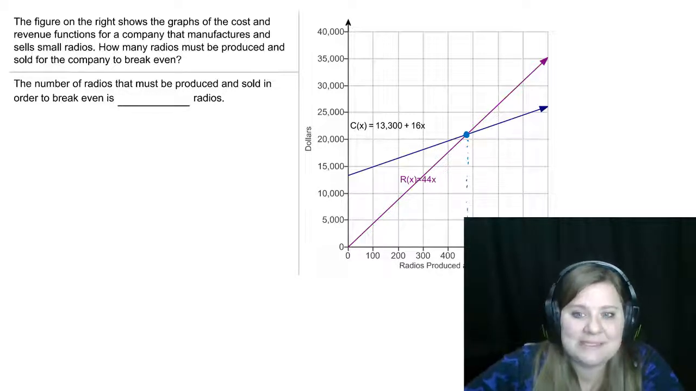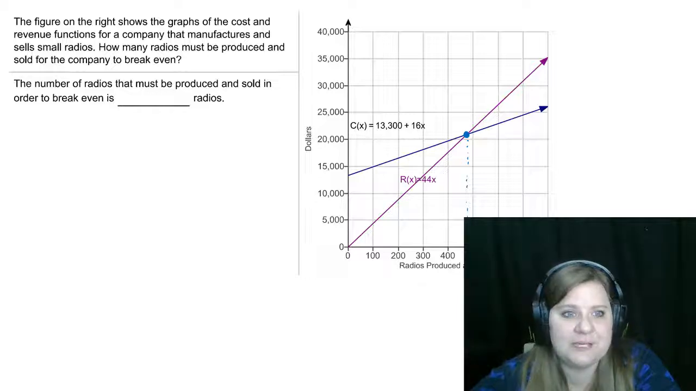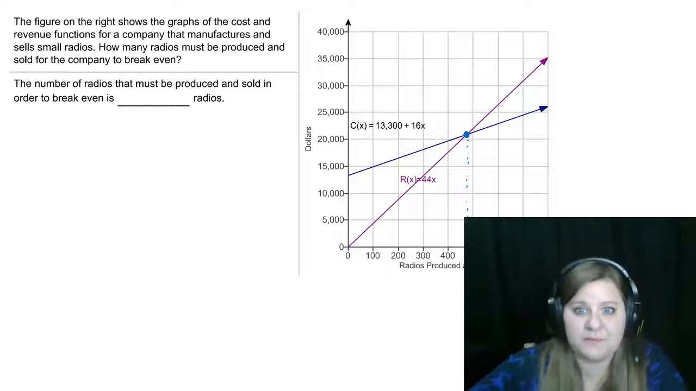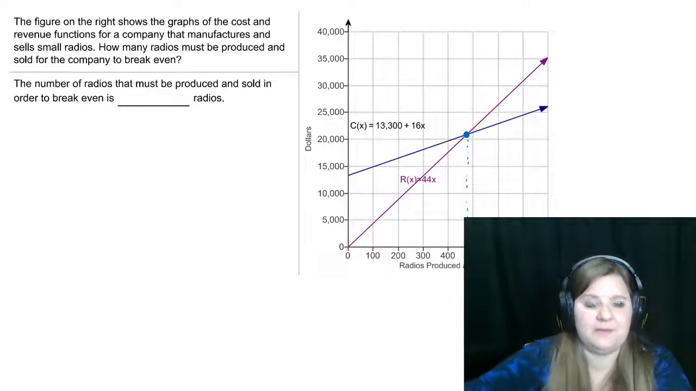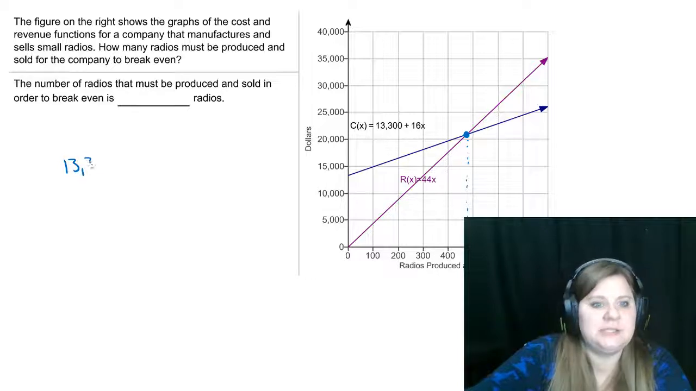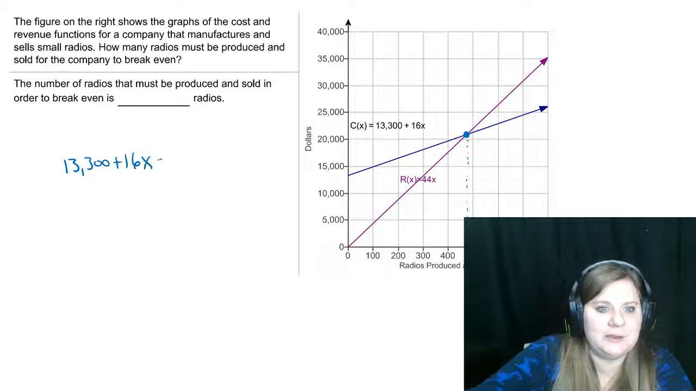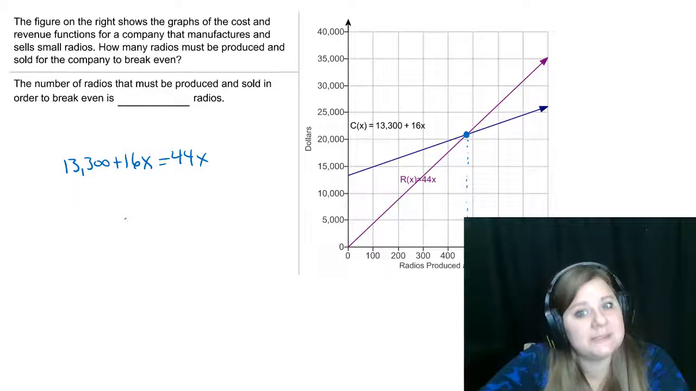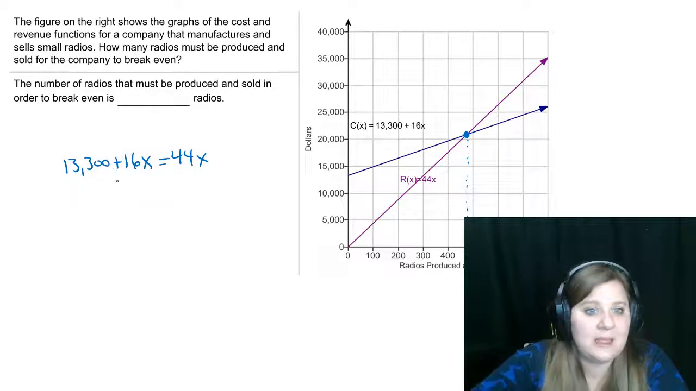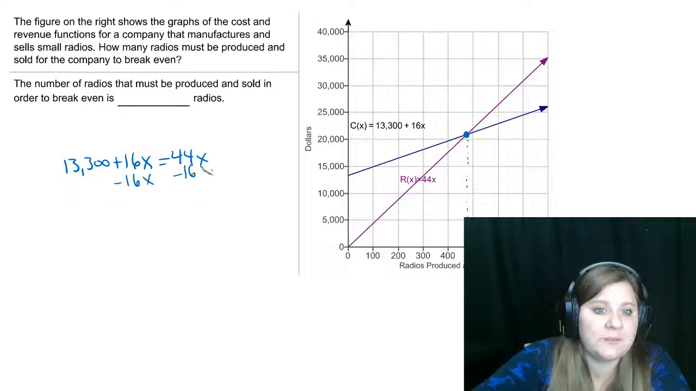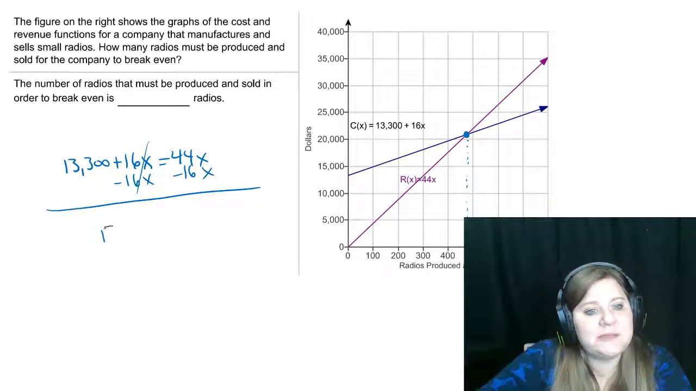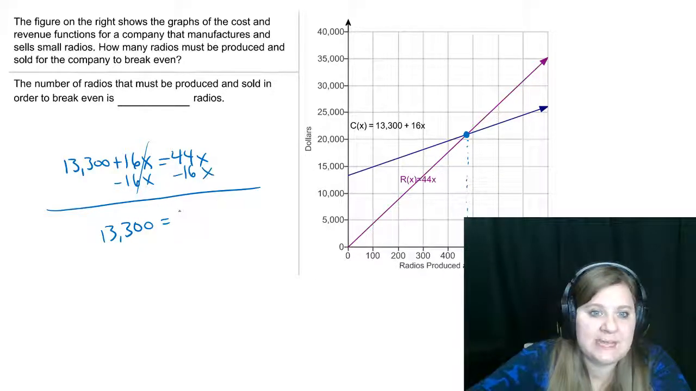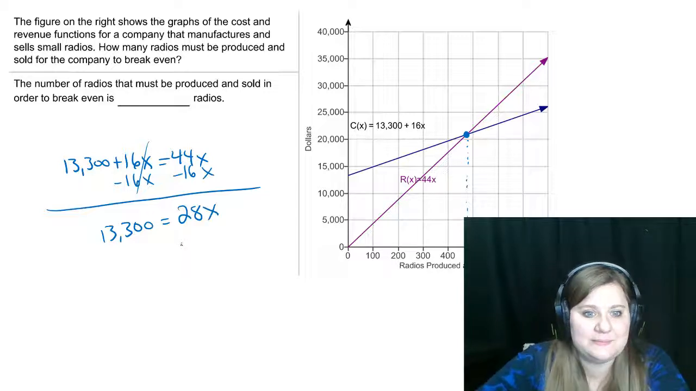Now looking at the graph, I can see that it's almost 500, but I need to figure out the exact value. So they gave me the equations for my cost function and my revenue function. So for my purposes, I just need to set them equal to each other and solve. So 13,300 plus 16x equals 44x. I'm going to subtract 16x from both sides. That gives me 13,300 equals, and 44x minus 16x is 28x.